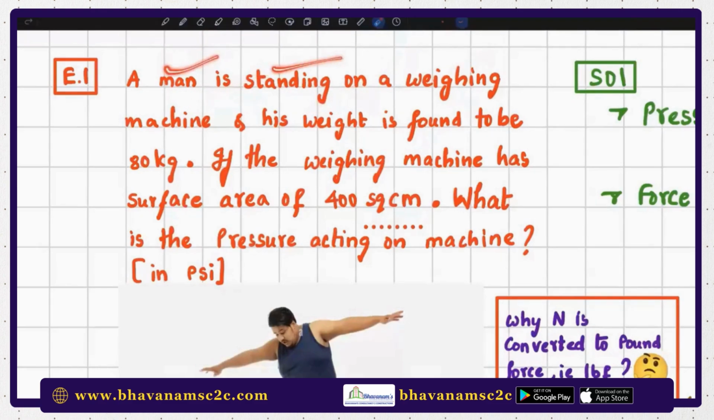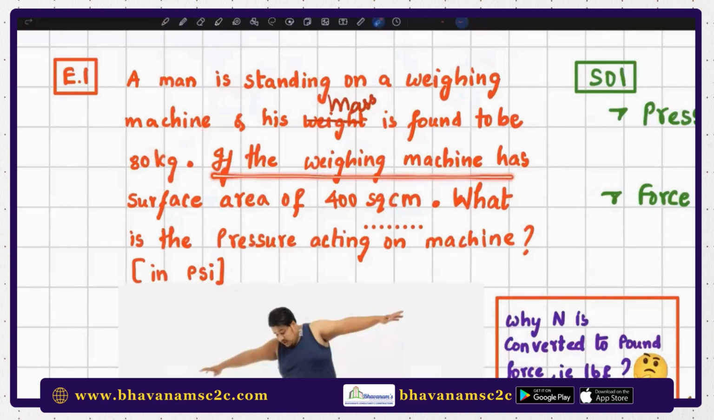A man is standing on a weighing machine. He is a fitness freak and his weight is found to be 80 kg. You guys can now correct me: this is not weight, actually this is mass. The unit of weight is the newton, but mass is in kgs. So his mass is 80 kg.